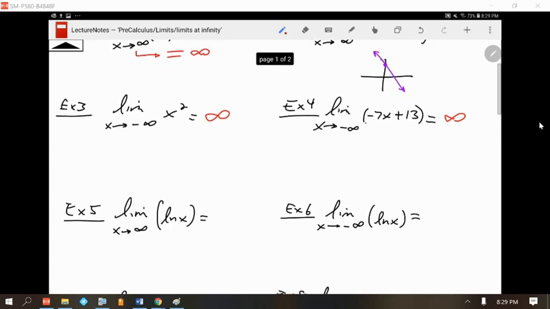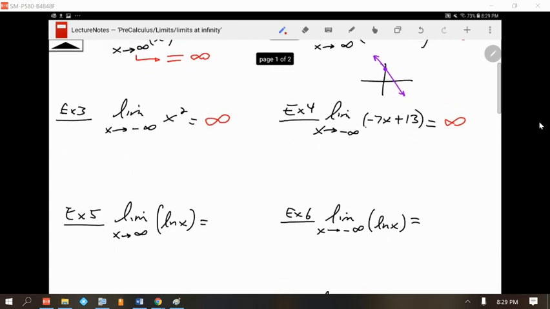How about I stay here at 5 and 6 for a second? Notice these both have to do with ln of x. So again, if you get a calculator, you type in y equals the ln of x. What's better than that is the ln of x function just looks like this. You can see it in your head.